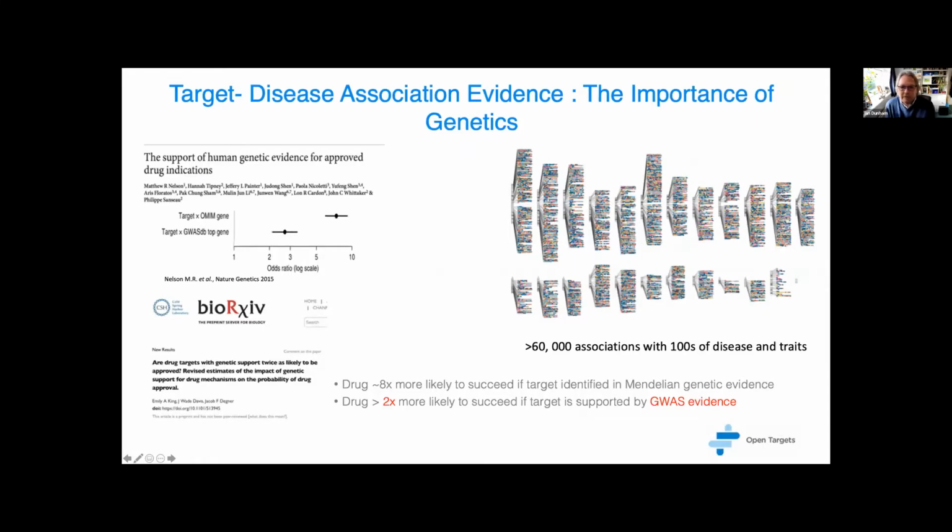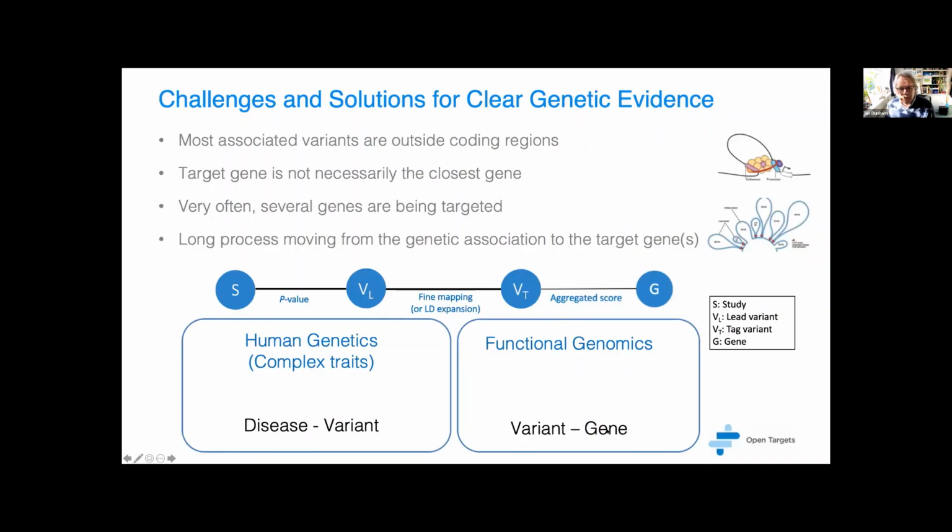Over the last 10 or 15 years, there have been thousands of genome-wide association studies published linking loci with the various diseases and traits across the genome. I've already said that targets with GWAS information are more likely to succeed in clinical trials. So we want to try to marshal this information together.